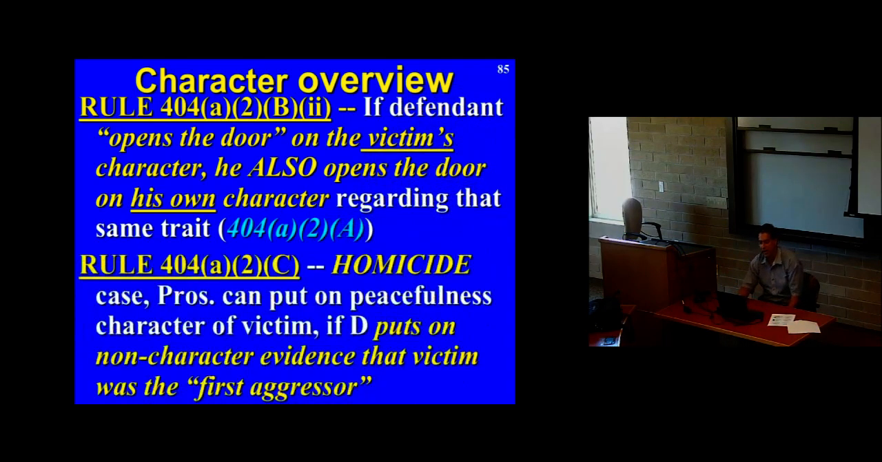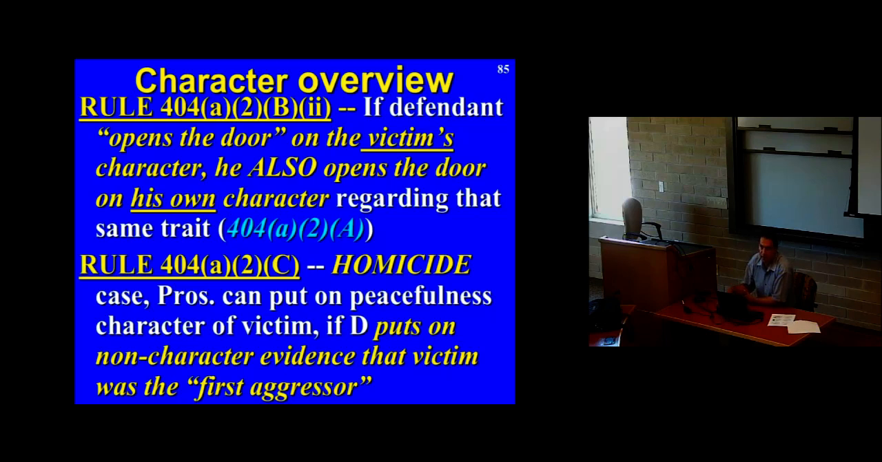Well, 404A2C, this is an exception. In a homicide case only, this is where the prosecution can be the first to put on character evidence of a victim. But it's only where it's a homicide case, a criminal case, where the defendant puts on non-character evidence of the victim, which says that the victim is the first aggressor.